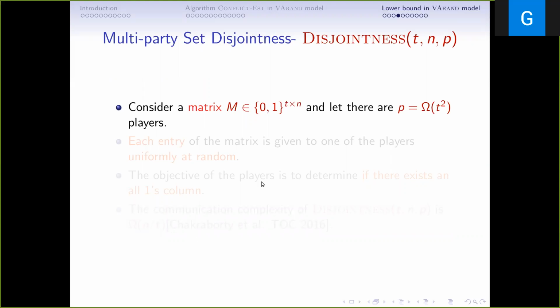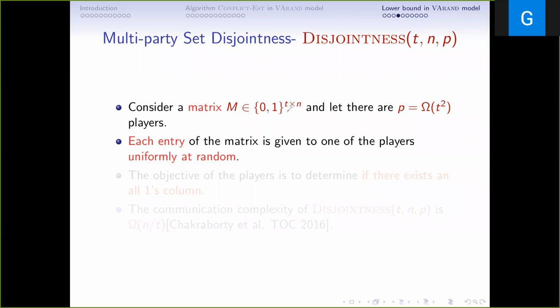So now, before getting into the reduction, let us have a discussion about the communication complexity problem that we are using. The problem is denoted as disjointness TNP. We will discuss what this parameter TNP is shortly. Consider a binary matrix M of dimension T cross N, and let there be P pairs, and P is at least omega T square.